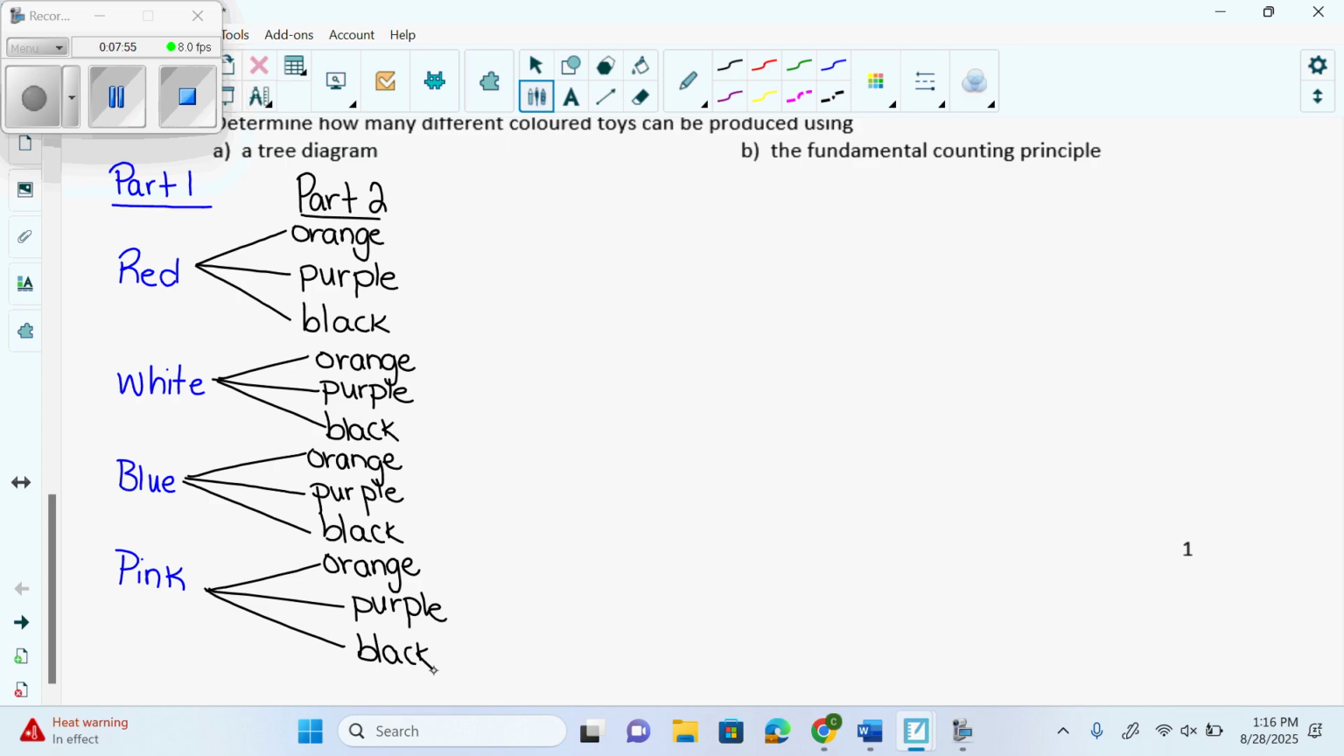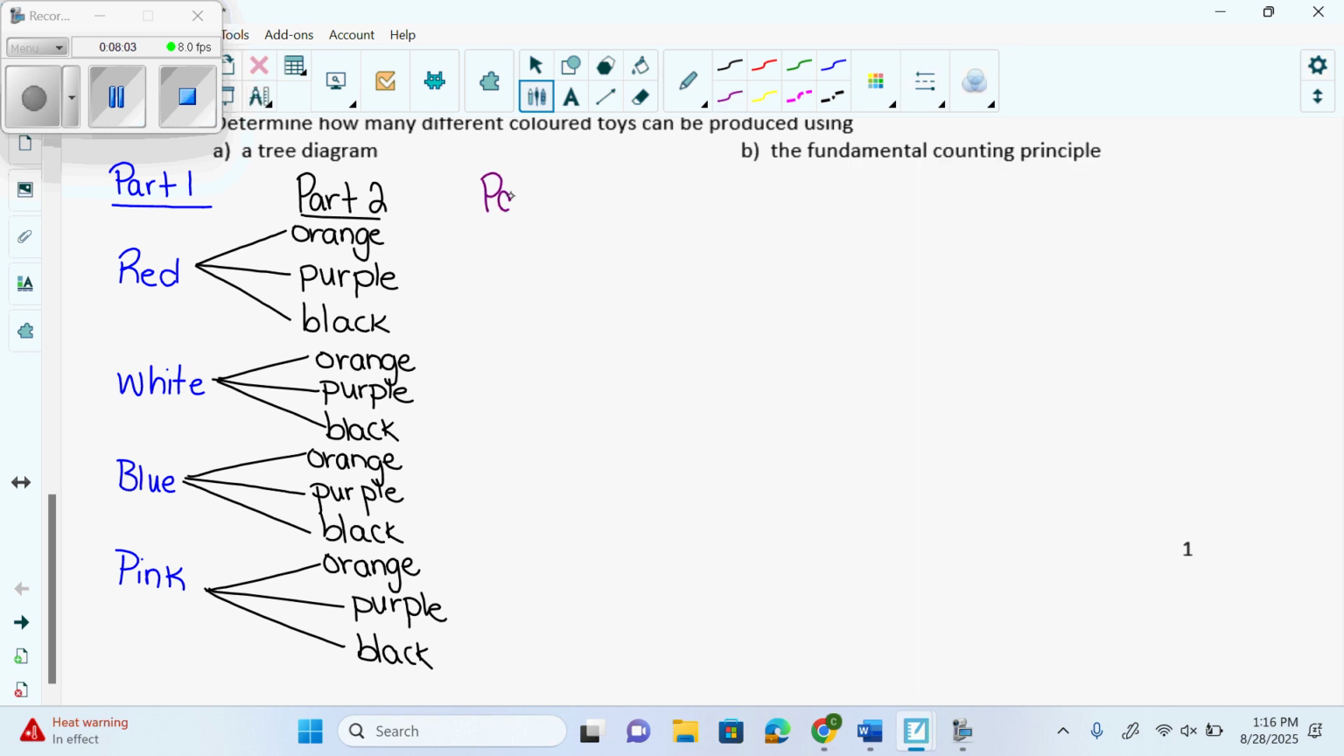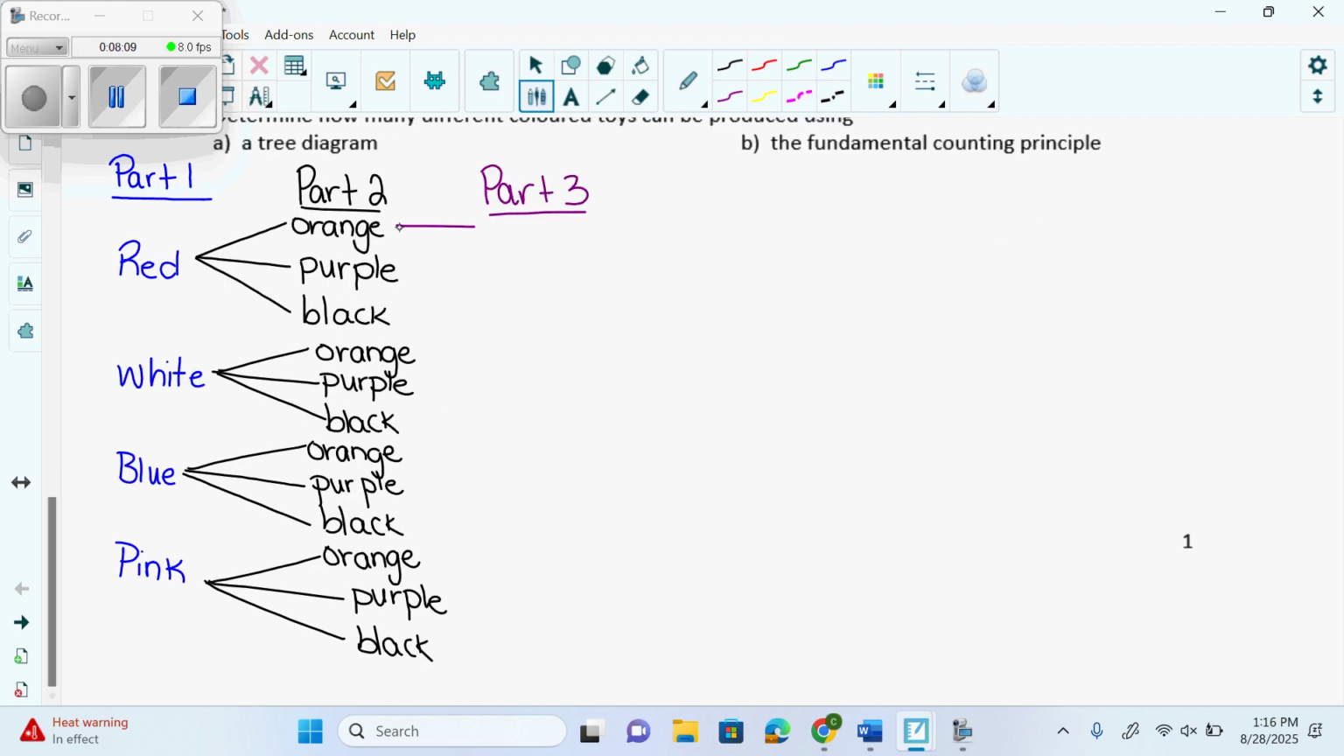Problem is, I don't have 2 parts. This toy has how many? 3. So we have part 3, and part 3 has 2 options each, yellow or green. I'm going to be lazy, so I'm just going to go Y and G.